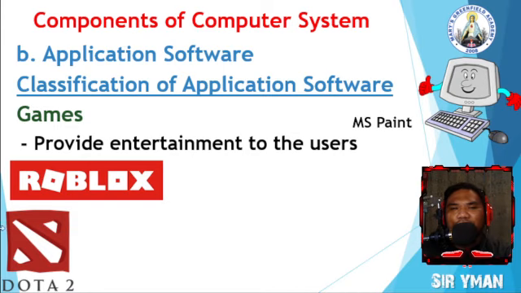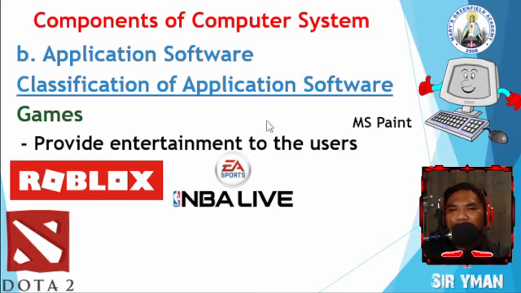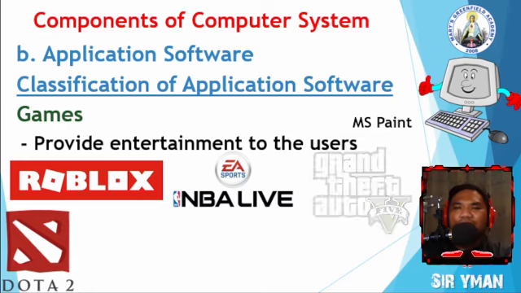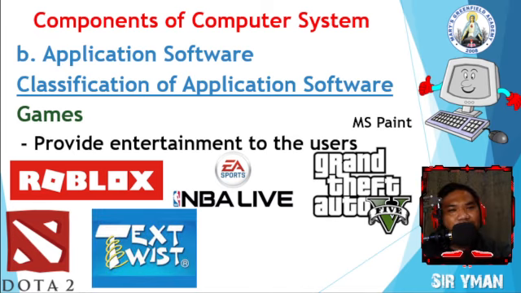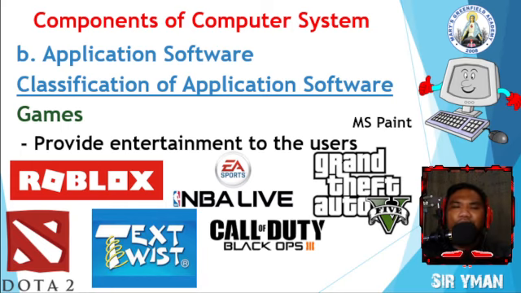So ito na yung medyo matured na to, no? Dota. So nilalaro na ng iba yan. Meron pang mga NBA Live. GTA, yan, GTA. Si Sir Yman naglalaro ng GTA. Text Twist. So mga bata. Okay, Fortnite. May Fortnite ba sa PC? I think COD. Yan, Call of Duty Black Ops. Mga computer games yan.